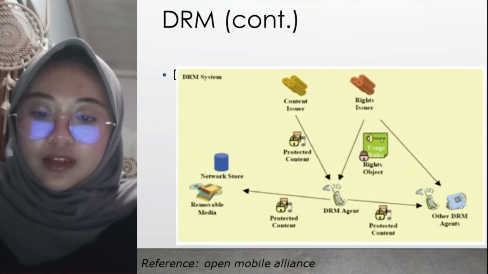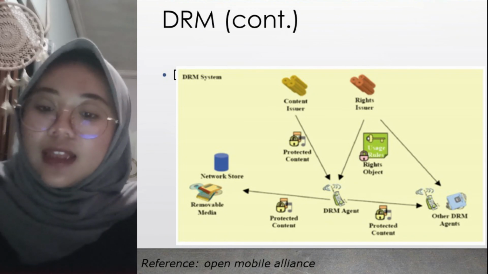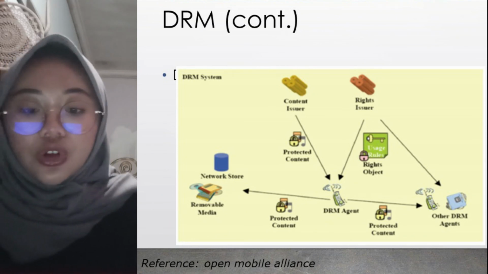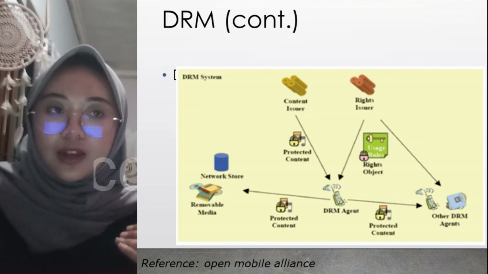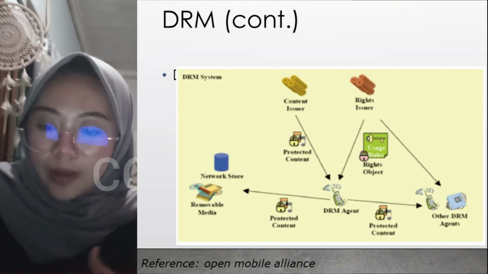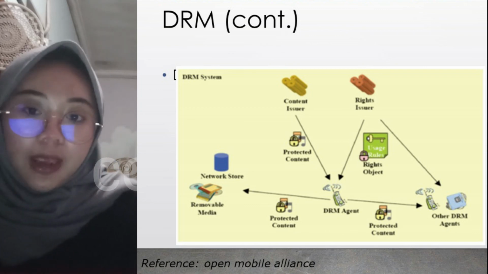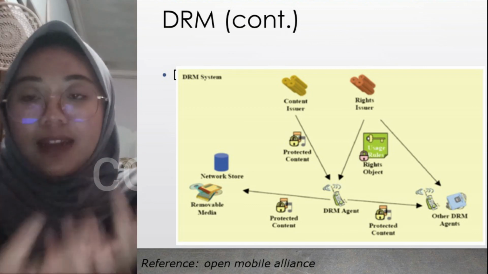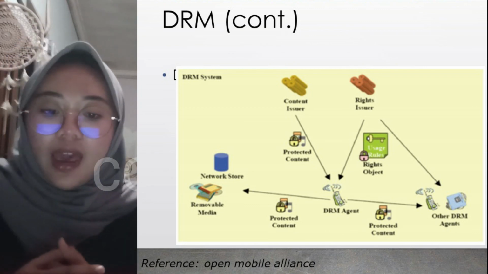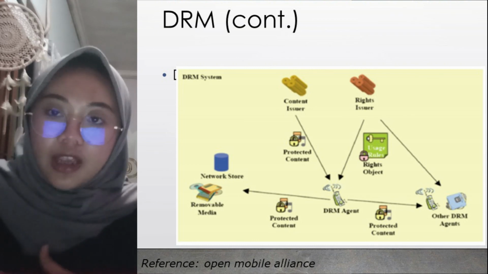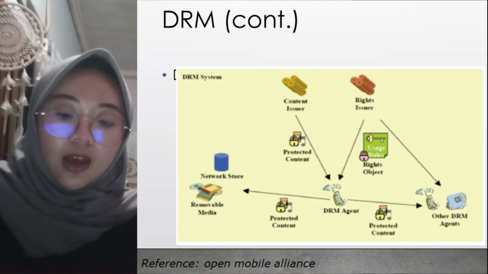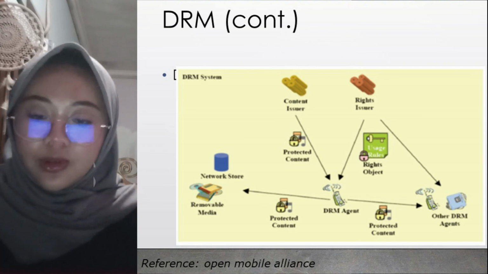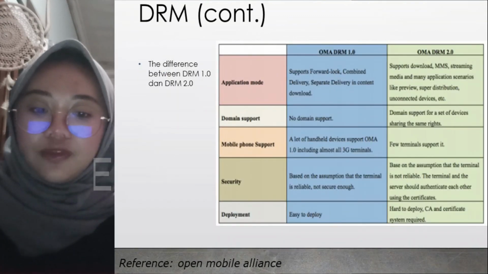So you see that the content provider will send the content and rights to the DRM agent and also other DRM agents. So it means they send it to you and also to others. And then the DRM agents would also send the content to the network store or the removable media and also to other users. This is the difference.